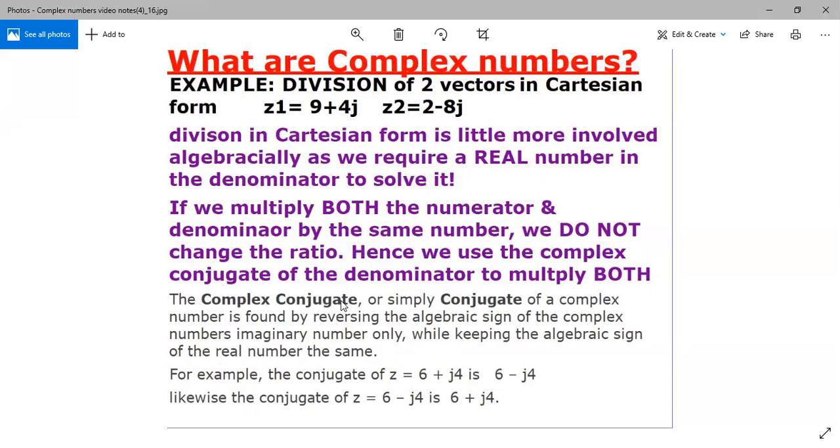What do we mean by a complex conjugate? For example, if you have a vector defined as 6 plus 4j, the complex conjugate is 6 minus 4j. You just opposite the sign here. If it was 6 minus j4, the complex conjugate is 6 plus j4. You negate that operator there. Why do we need the complex conjugate?